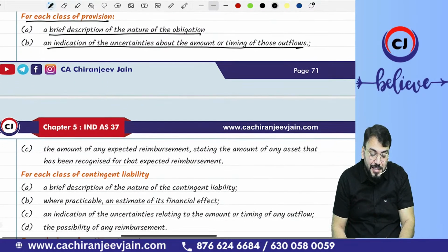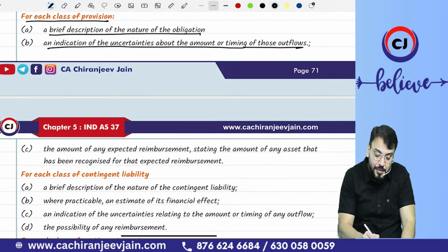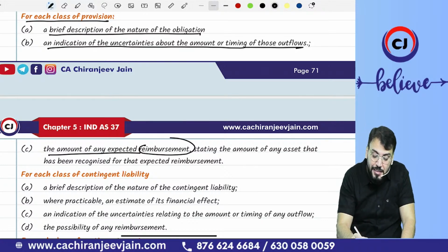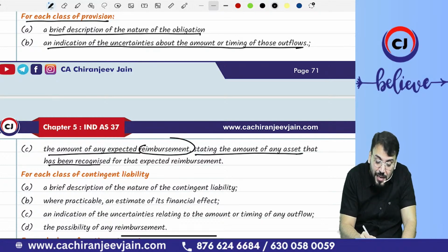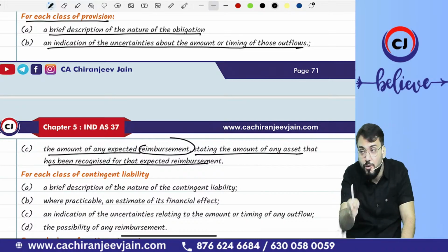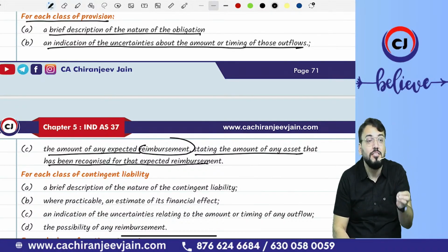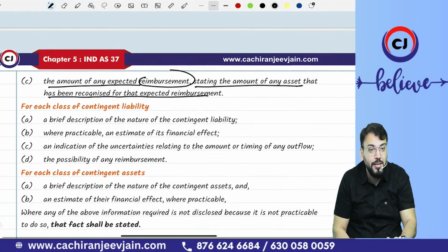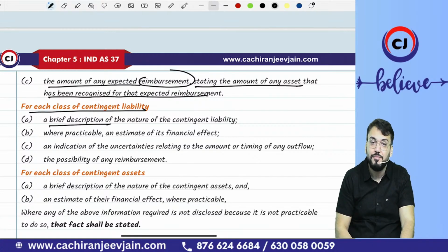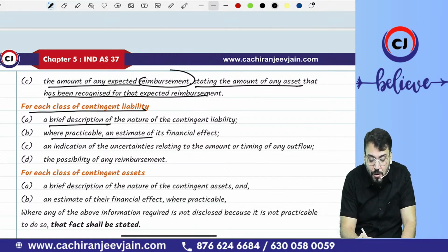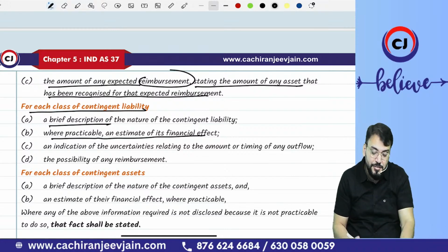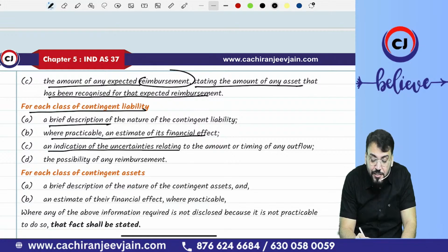An indication of uncertainties about the amount or timing of those outflows. So you need to give some indication of uncertainties about the timing. The amount of any expected reimbursement, stating the amount of any asset that has been recognized for that expected reimbursement. If you have recognized some expected reimbursement, that also you disclose. And if you have not recognized it, then disclosure is required if the inflow is probable. Chalega. For each class of contingent liability, a brief description is required. Wherever practicable, an estimate of its financial effect. Means if you can estimate the amount, give the estimation also. An indication of uncertainty relating to the amount or timing.